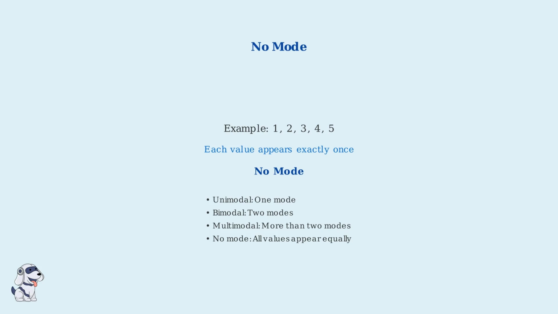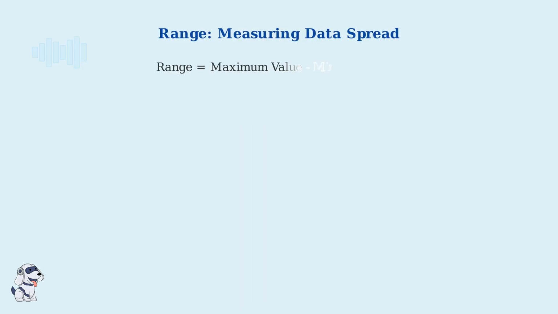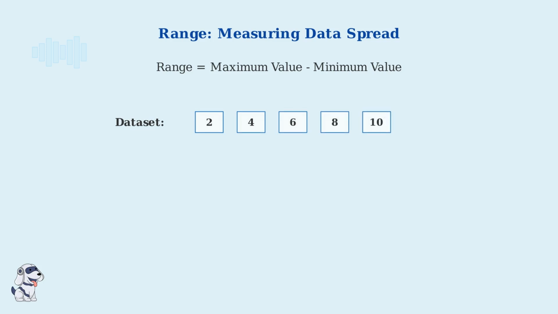understanding data patterns. The range is a fundamental measure of data variability that tells us how spread out our data values are. It provides the simplest way to understand the span of our dataset. Let's work with a simple dataset to demonstrate how to calculate the range. Our dataset contains 5 values, 2, 4, 6, 8, and 10. To find the range, we first need to identify the minimum and maximum values in our dataset. The minimum value is 2, and the maximum value is 10.